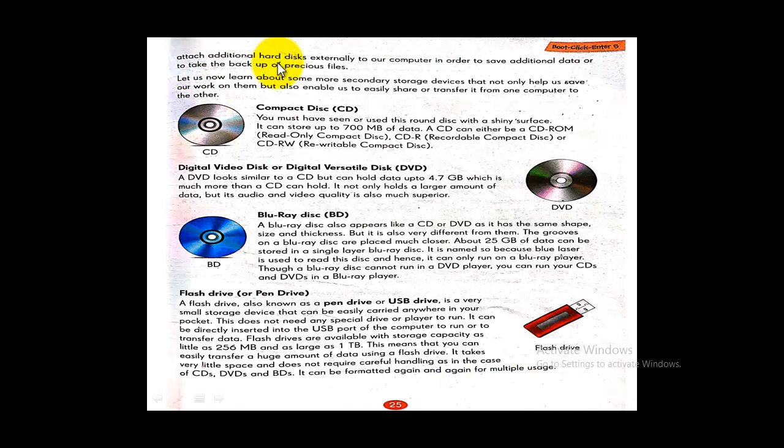attach additional hard disks externally to our computer in order to save additional data or to take the backup of previous files. As I told you before also, we can put another two hard disks in a computer.